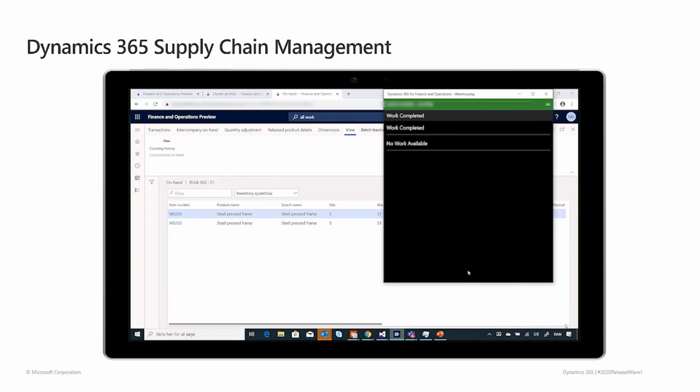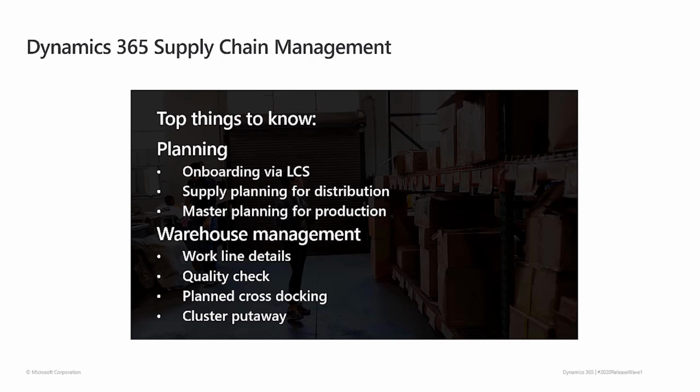As you've seen, the 2020 Release Wave 1 update provides you with simplified onboarding via LCS so you can be up and running almost immediately. General availability of planning optimization support for distribution, enabling fast master planning during office hours. And a preview of planning optimization support for planned production orders, enabling manufacturers to also gain the benefit of fast master planning during office hours.